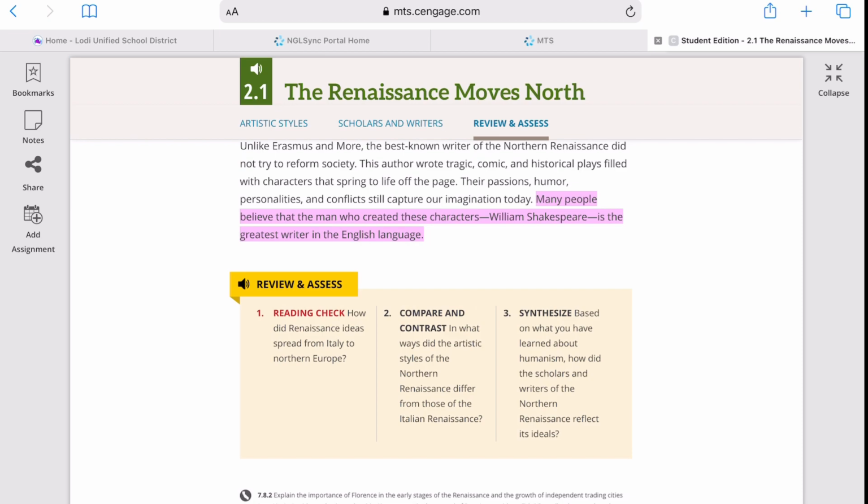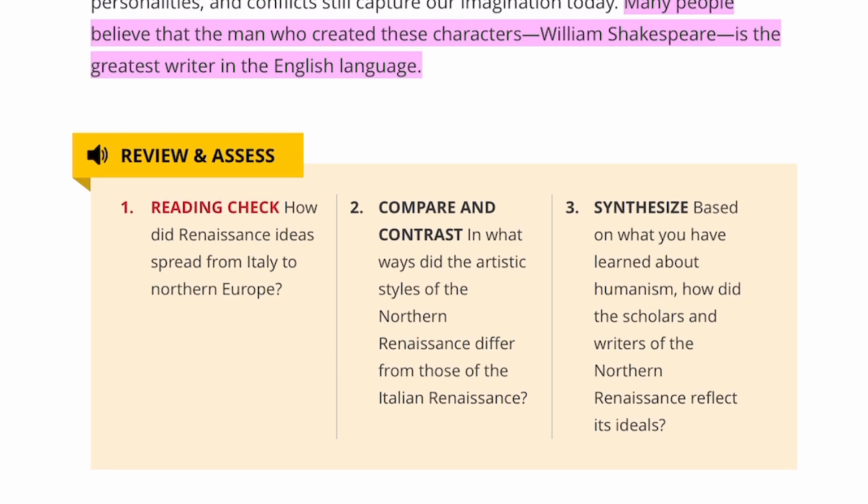And for number 3, synthesize. Based on what you have learned about humanism, how did the scholars and writers of the Northern Renaissance reflect its ideals? In other words, how did they live out or apply their ideals, their principles, this humanism, to their society? How did they help the people around them? Hint, go find the accomplishments or achievements of Thomas More.